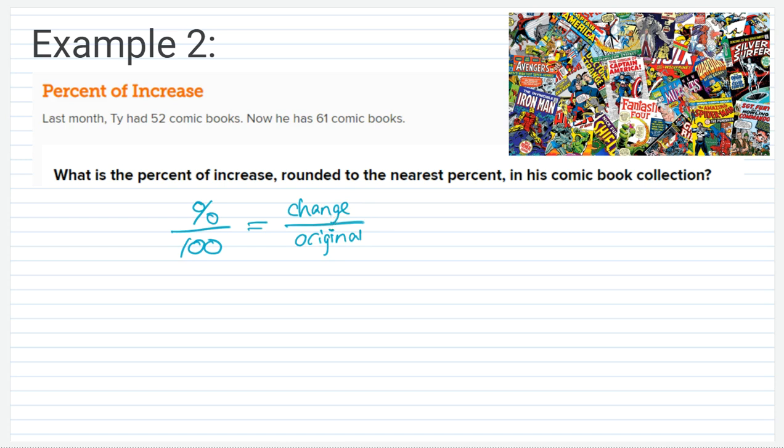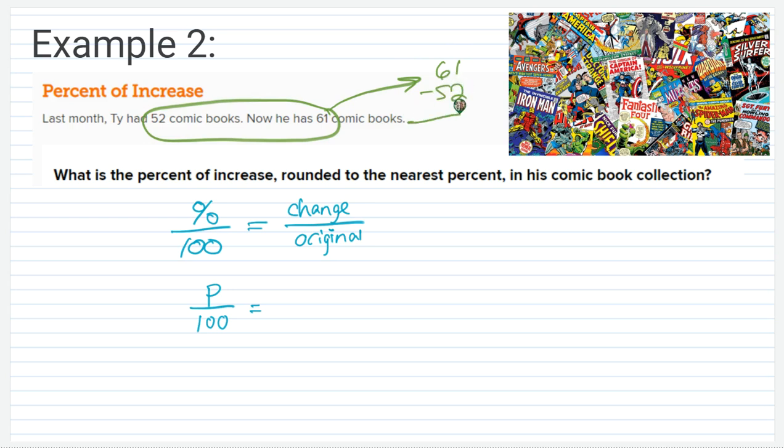Our percent is what we're trying to find, right? We're trying to find the percent of increase. So we're going to write P over 100 equals the change, which we can find by looking at our two values here. We went from 52 to 61, so the difference, 61 minus 52, is going to be 9. And so the amount of change was 9. And your starting value was 52. We were at 52, and then it went up to 61, so over 52.